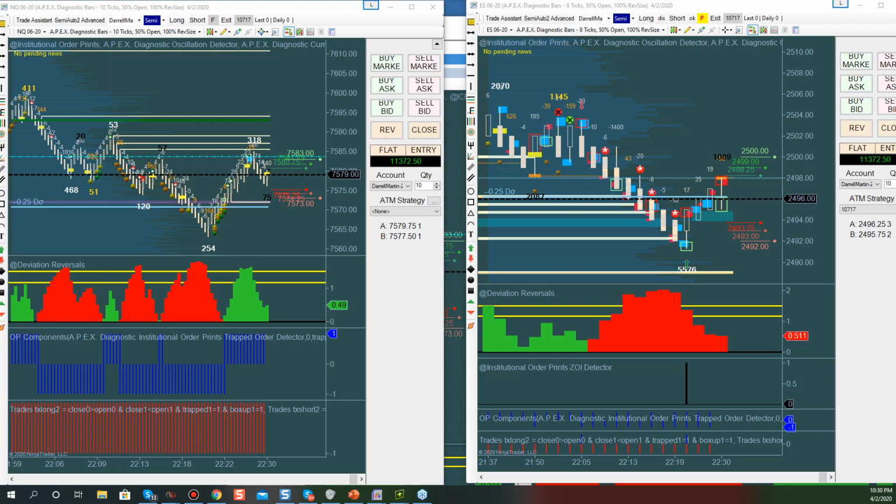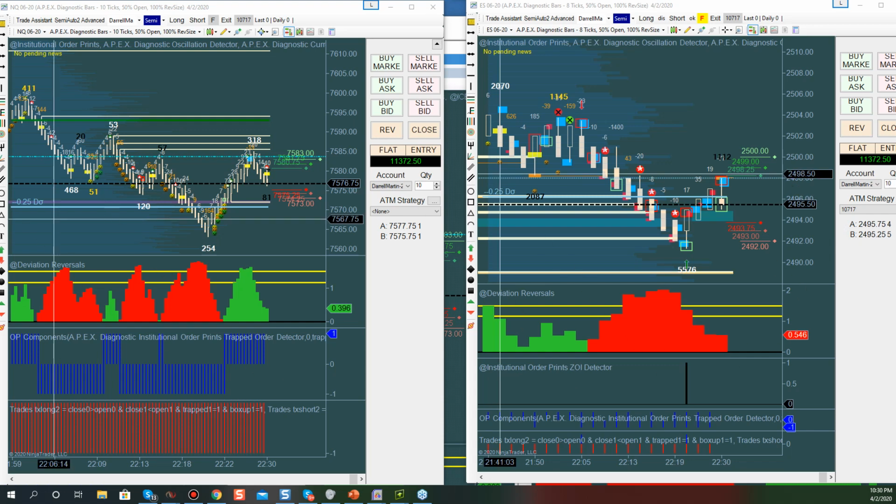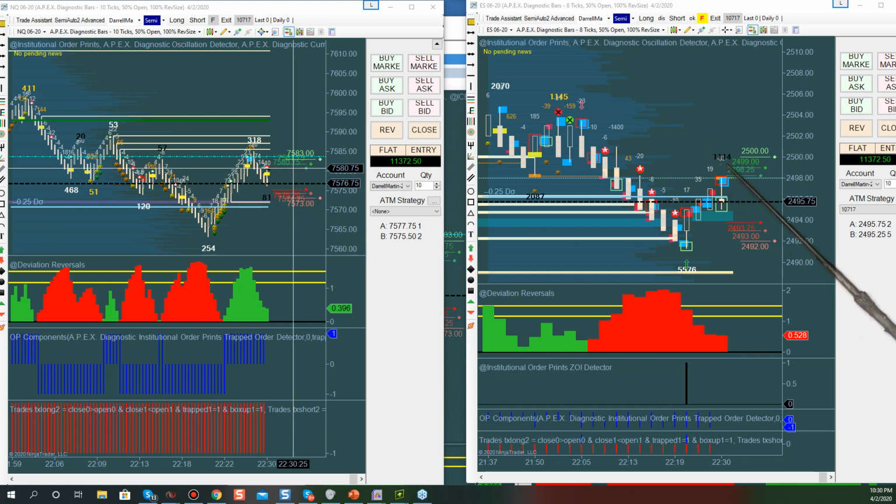Let's see, I'm going to wrap up, anything else. Well, because you can't mark 75.85 on your ES chart, because you're at 2,500. And it'll hit the walls at different times. It's not exact at the same time.